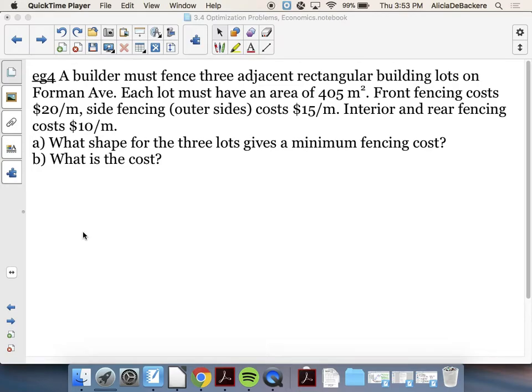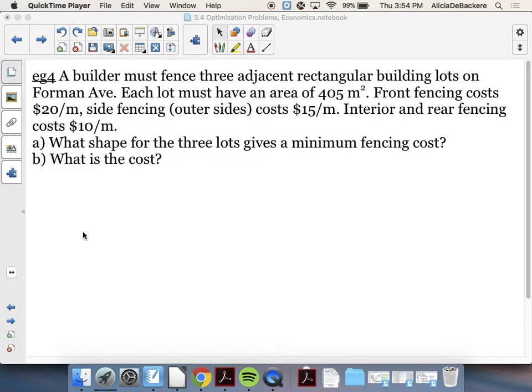Okay, our last example from yesterday's lesson. Example 4: a builder must fence 3 adjacent rectangular building lots on Foreman Ave. Each lot must have an area of 405 meters squared, and front fencing costs $20 per meter. Side fencing, the outer sides, costs $15 per meter, and the interior and rear fencing costs $10 per meter.